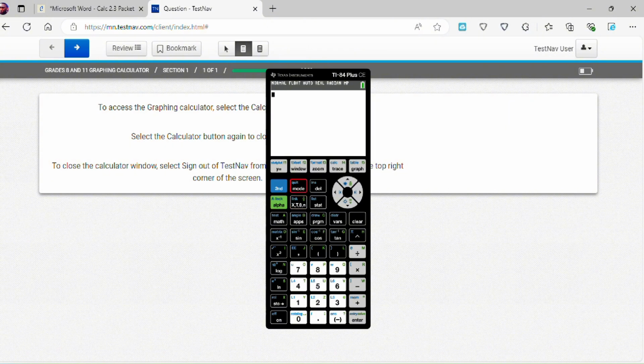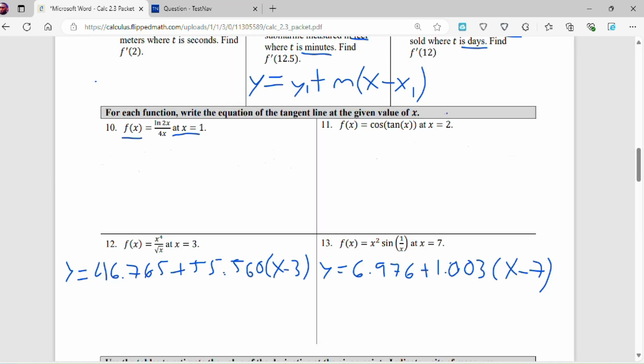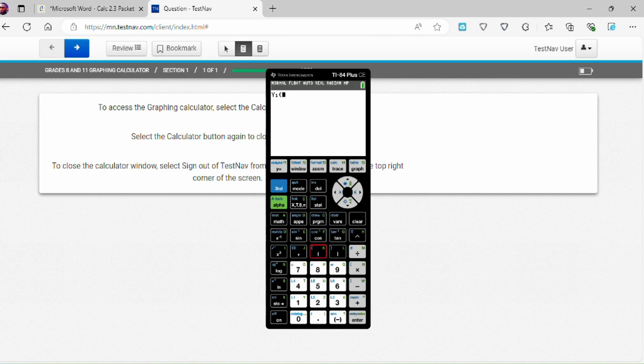So now, under the down arrow, you have variables or vars, and you're going to press right on the arrow, and you're going to press 1 function. And then you're going to press 1 again for your y1. And then this right here, y1, that is your function, the function that you put in your y equals. And then to get our function value at 1, I'm going to do parentheses 1. And that is going to give us 0.173.